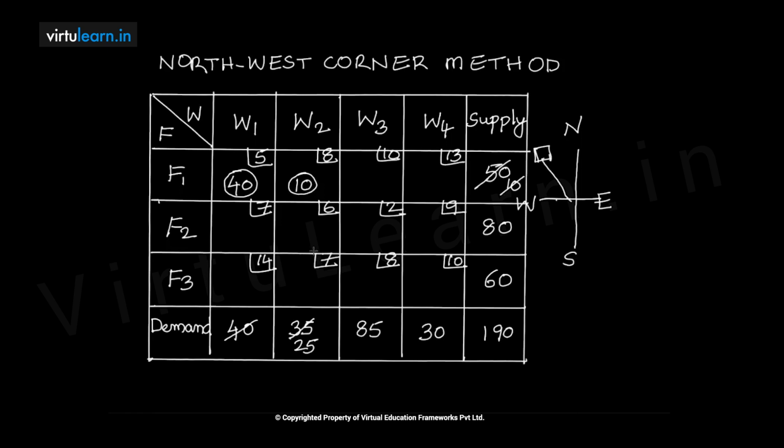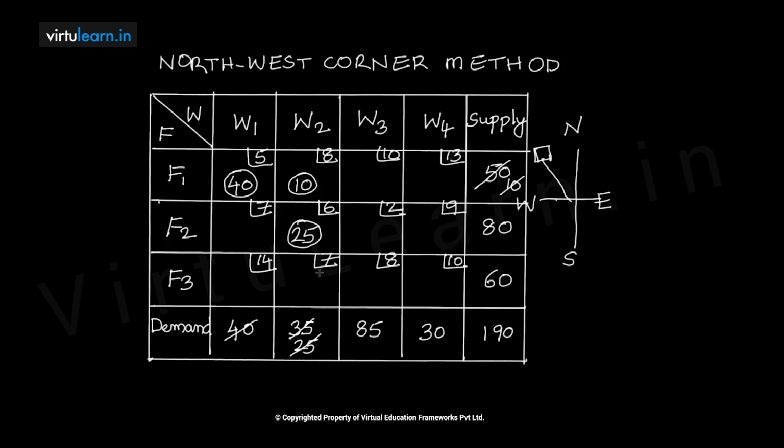Since the requirement at W2 is 35 units, out of which 10 were already allocated in F1 W2, we still require 25 units. But availability, we have sufficient availability, 80 units are there. So we will allocate 25 units because only 25 are needed. And now we strike out this 25. That means warehouse 2 is also satisfied because 10 plus 25 will give us 35.